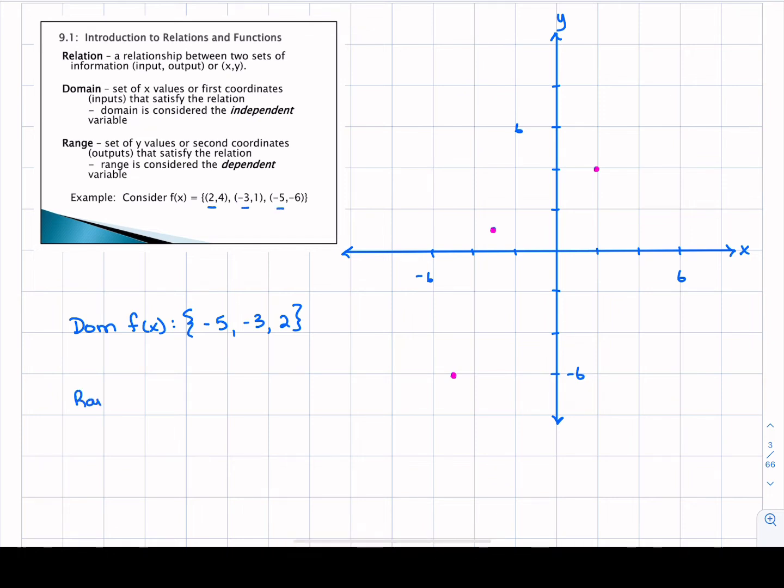When we talk about the range for f of x, we're looking for the y values here. So if I look at the y values in each coordinate, I have 4, 1, and -6, and I would traditionally put those in order. So we have -6, we have +1, and we have +4. I'm not saying to include all of the values between -6 and 4. I'm just listing them as separate values in this particular case because we are not connecting the dots for this graph. It's 3 isolated coordinates.